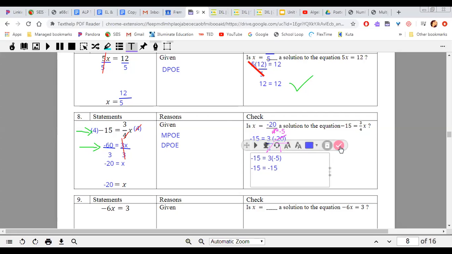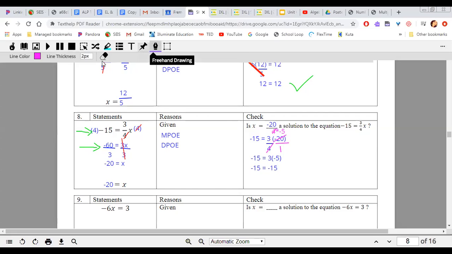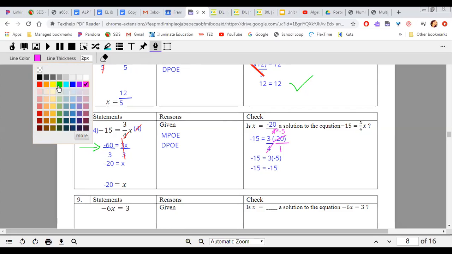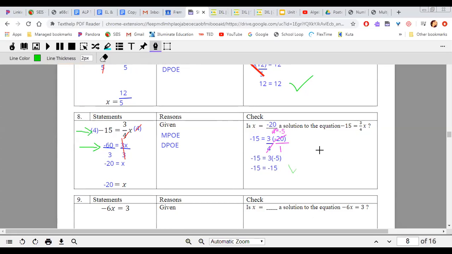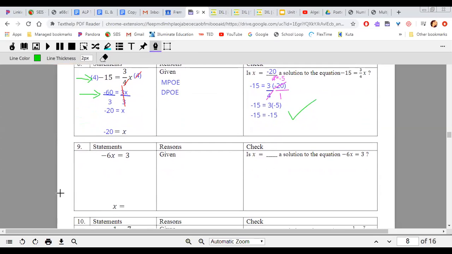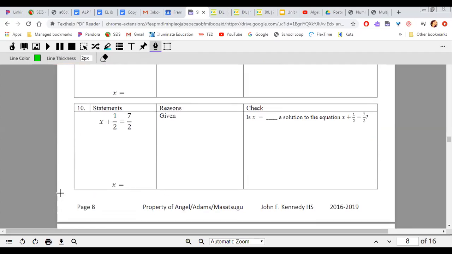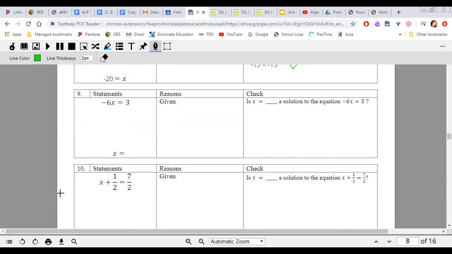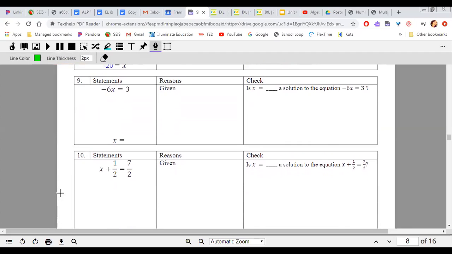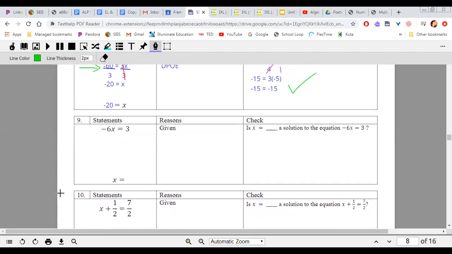All right, so do my answers match? Yes. Nice. Gonna put a little green check mark there. Yay, they match. All right, so there are 2 more problems on there. I'm not gonna go over these today. I would like you to try problems 9 and 10 on your own.